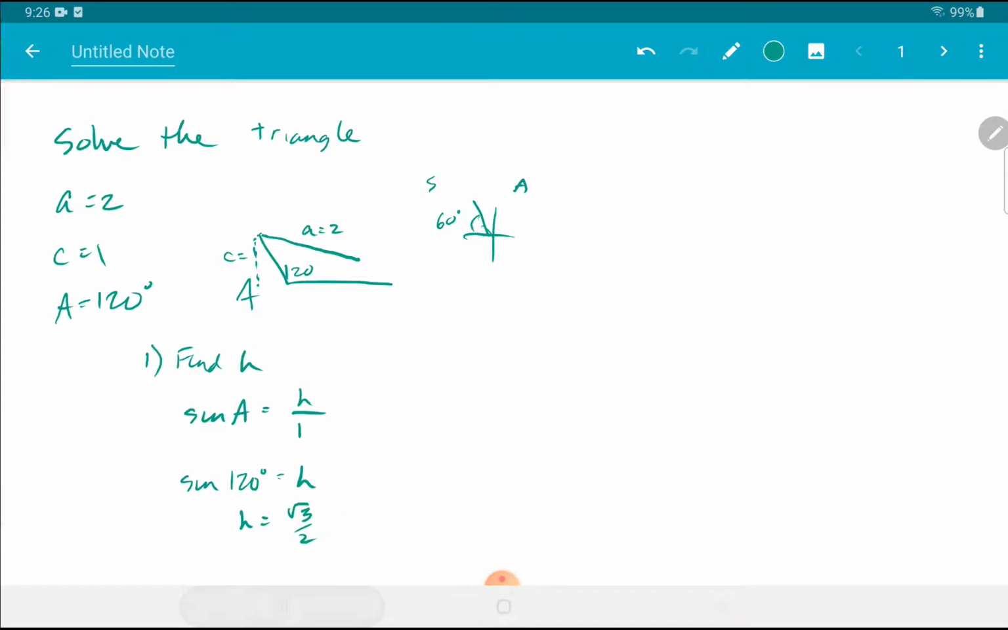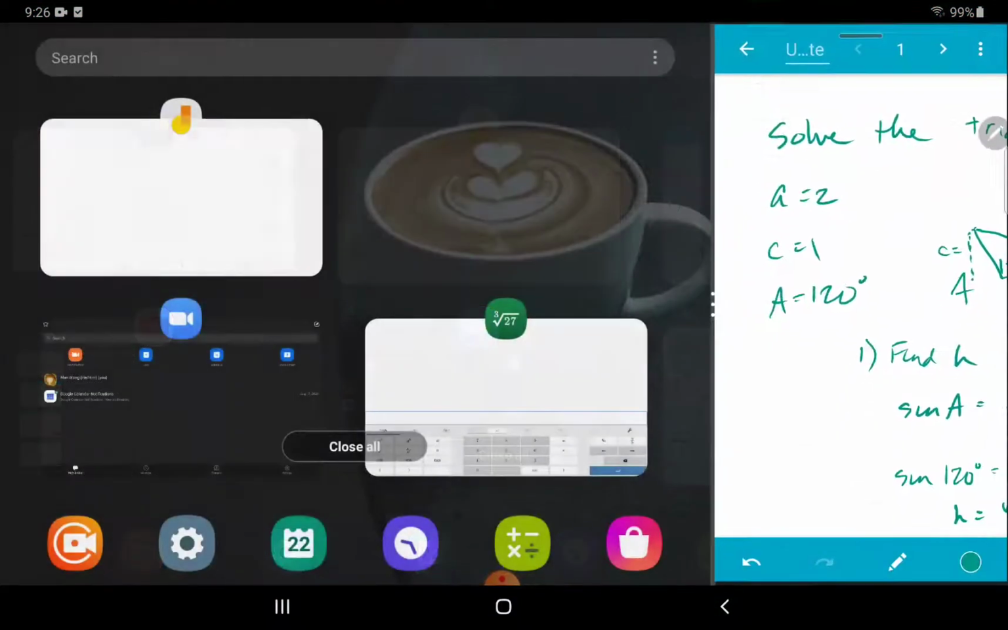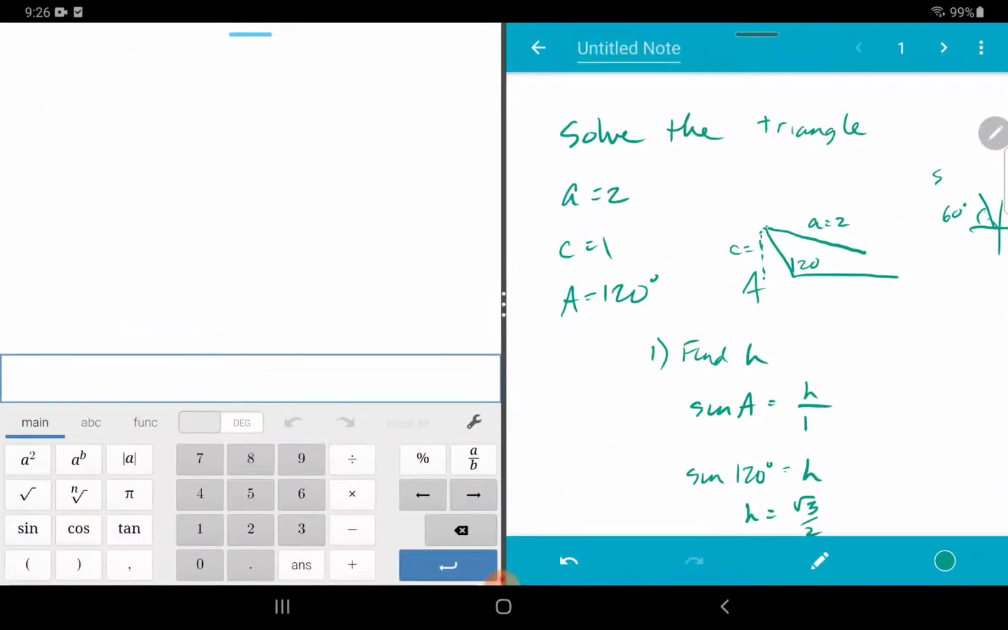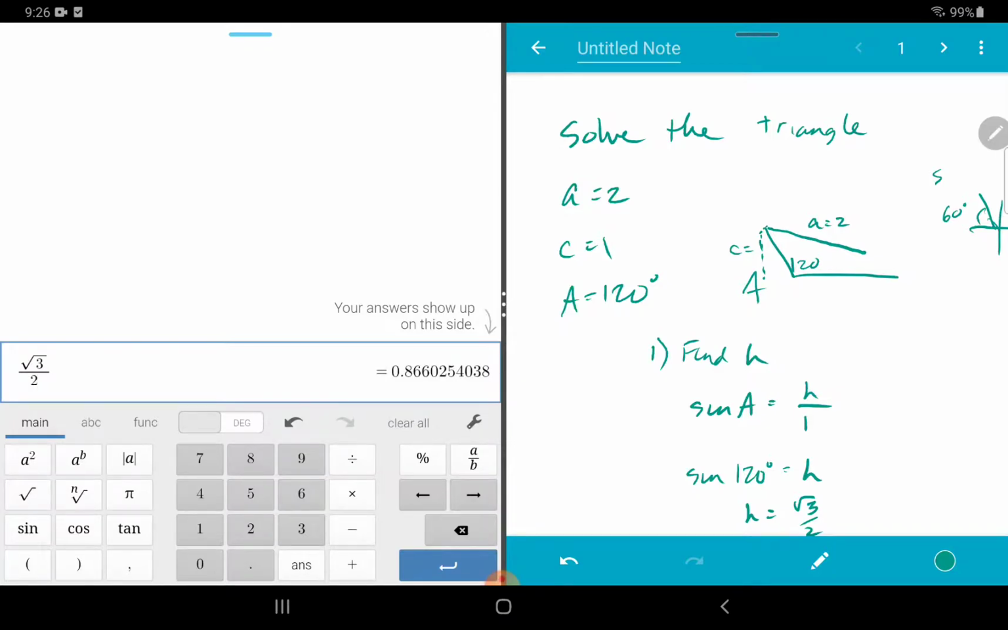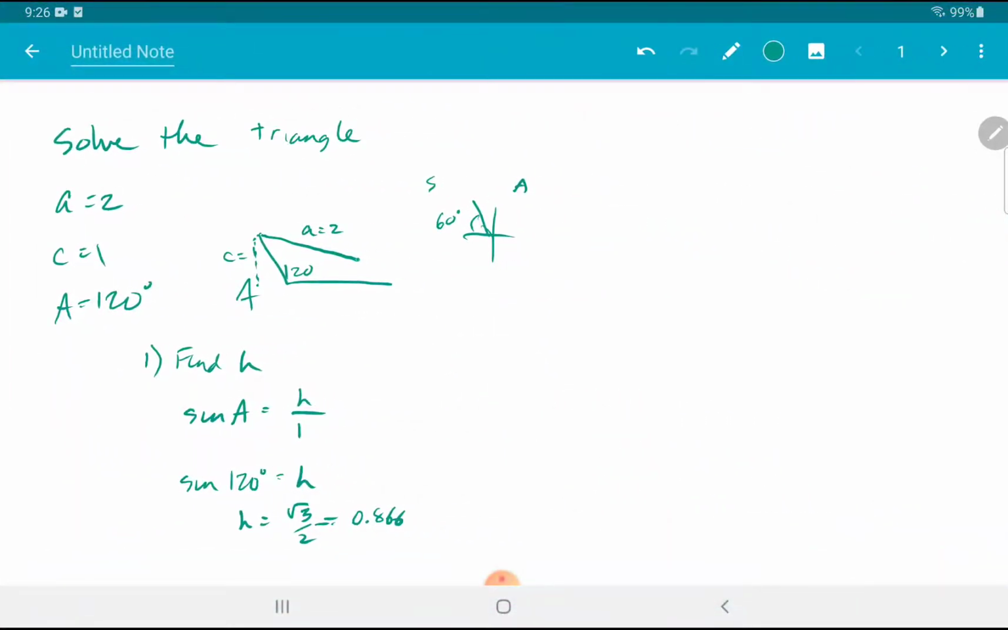If you just want to do the calculation there and you want to see what root 3 over 2 is, we can just do root 3 divided by 2, and that gives us a value of 0.866. So what that tells us is that since 2 is greater than 0.866, we definitely will get that triangle. However, because 2 is also greater than 1, you're not going to be able to make another triangle as it swings around the other side. So you're only going to get one triangle here in this case.